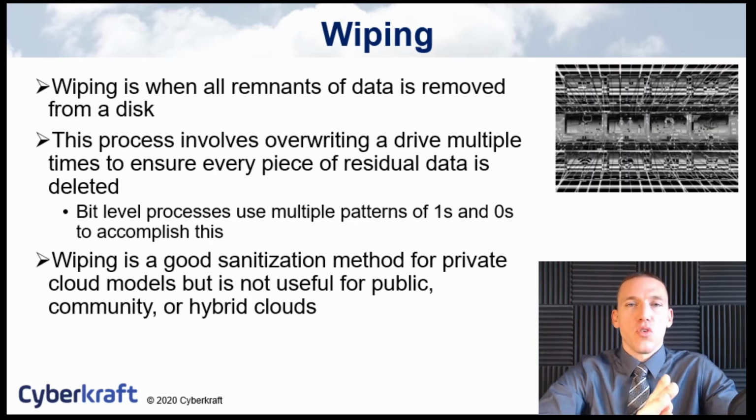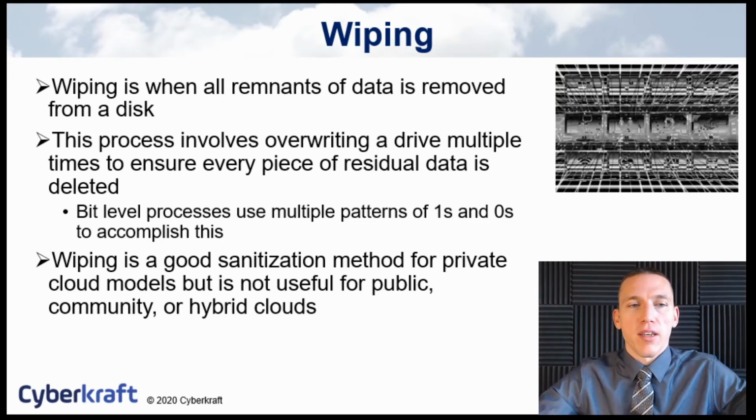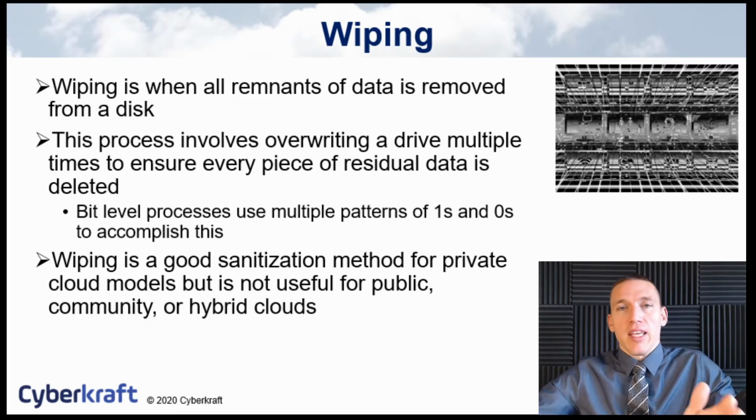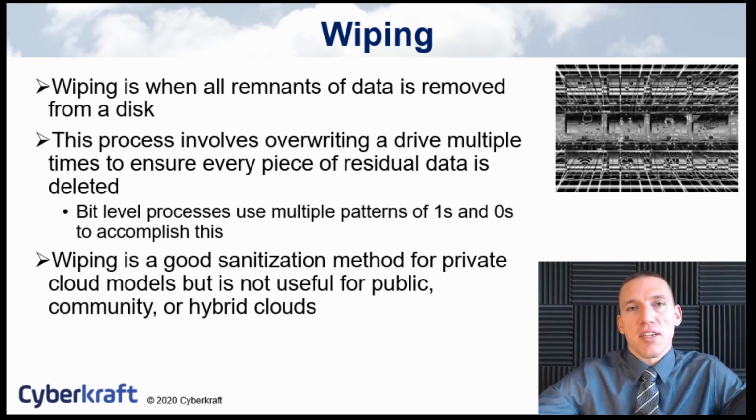Wiping is a process to remove all remnants, all of those areas that were marked to be overwritten, and purge them entirely. This process usually involves overwriting an area multiple times with random bits of ones and zeros. This ensures that all residual data is deleted and that you have basically a blank hard drive. Wiping is a very good method of sanitization for private cloud models, but it's not useful for public, community, or hybrid clouds because the organization does not have full access to the physical device.